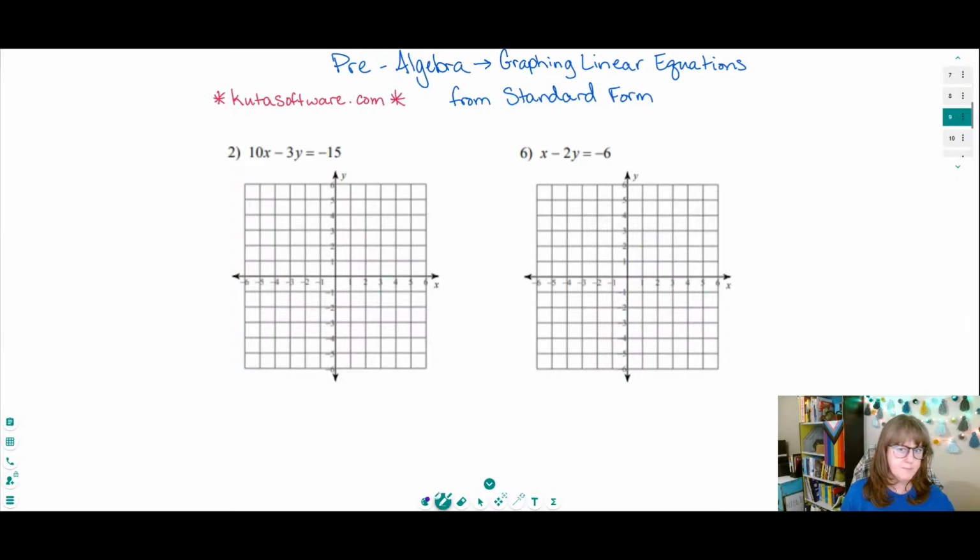to more graphing, but these are in standard form instead of slope-intercept form. Slope-intercept form is y equals mx plus b.